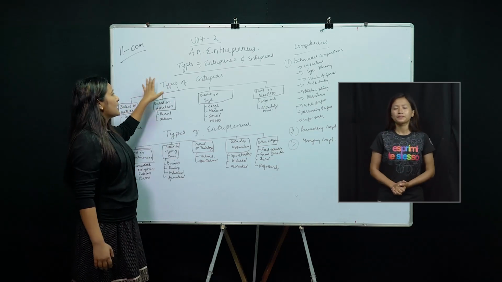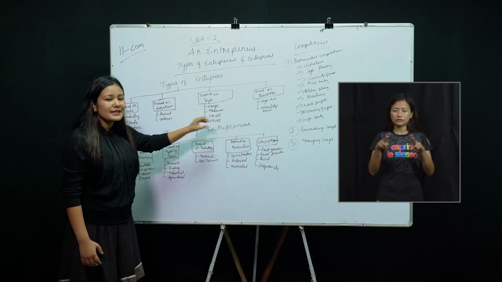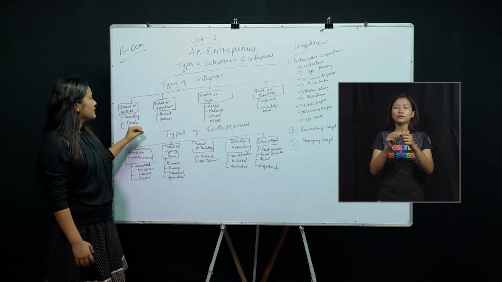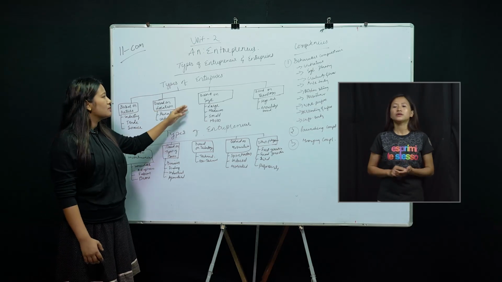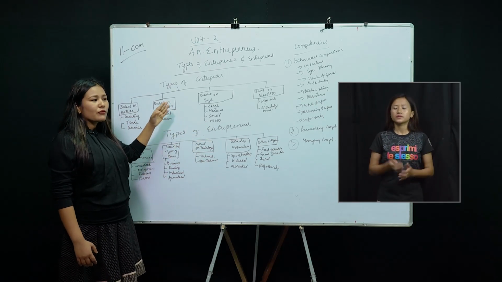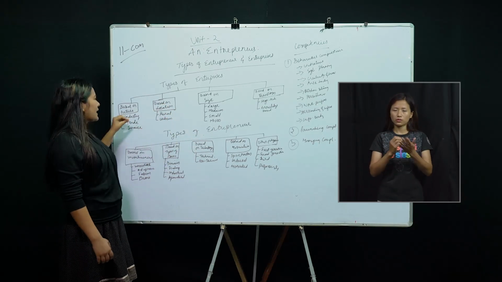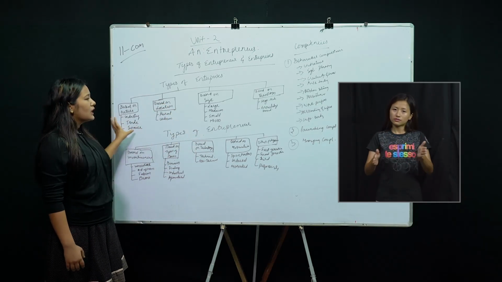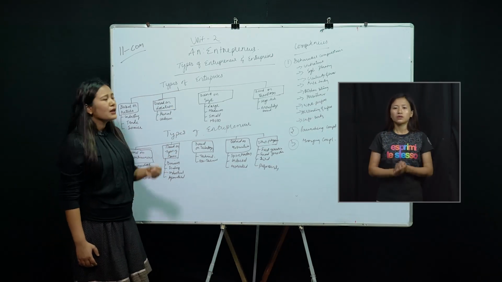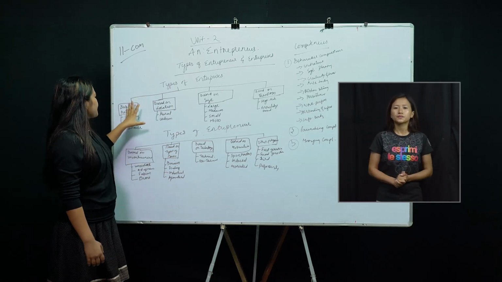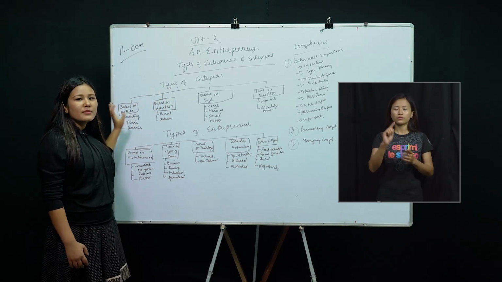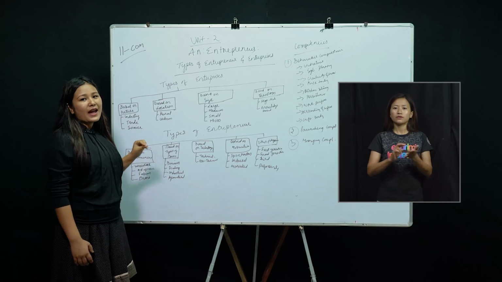There are different types of enterprises and they are broadly classified based on nature of activities, based on location, based on size, based on technology. And under these four broad categories, they are again subdivided into different categories. So we will look into it one by one. On the types of enterprises, the first one is based on nature of activities.